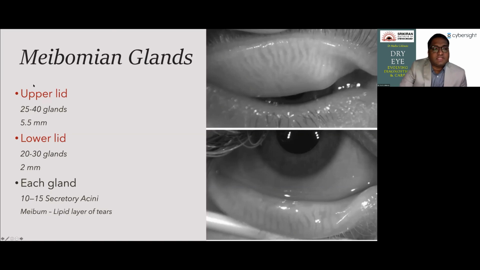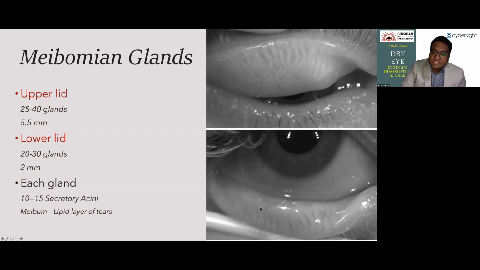So if you see, the upper lid here has 25 to 40 meibomian glands that you can appreciate nicely, and the length is around 5.5 millimeters. Whereas in the lower lid, the glands are comparatively less, they're 20 to 30, and the length is also less, that is only 2 mm.